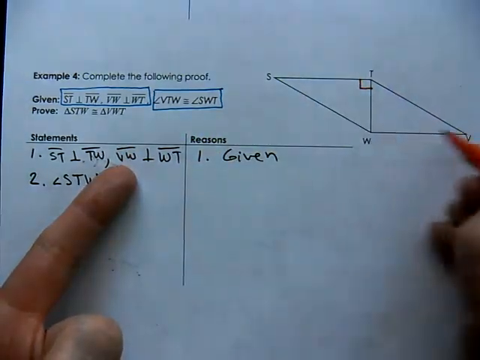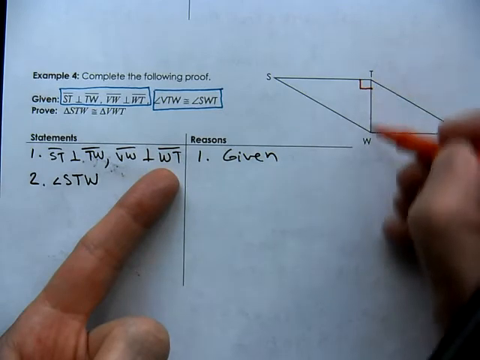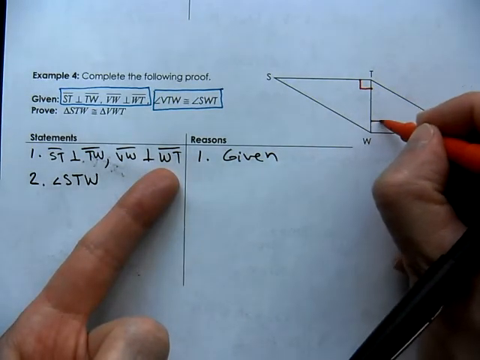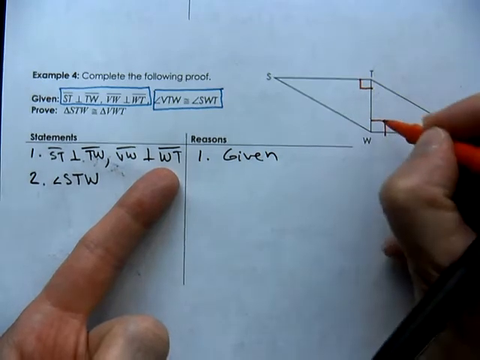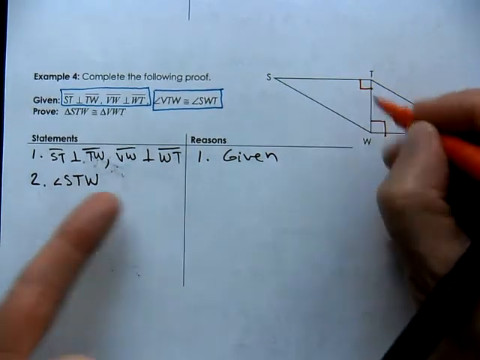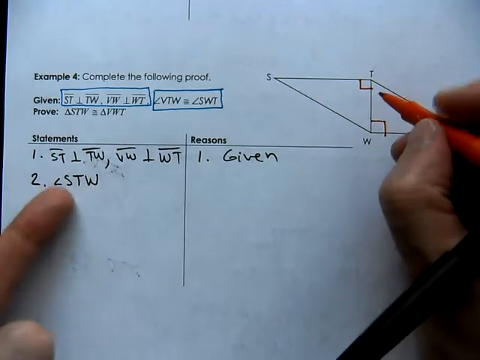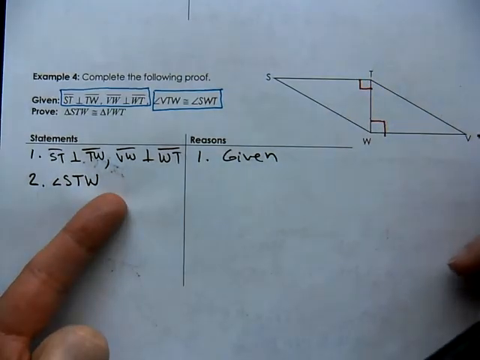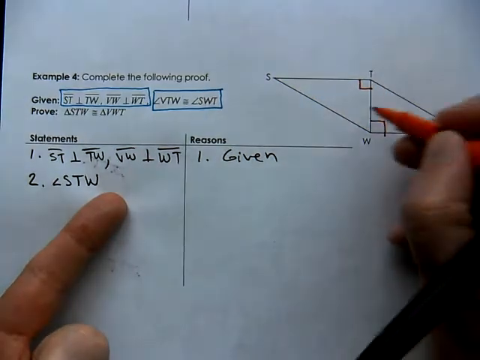So we have segment VW, which is perpendicular to segment WT. If those are perpendicular, again, they form right angles. So if I've marked it, I have to name it. I'm going to name both of these on line 2. So we've got angle STW already. Now we need angle VWT.